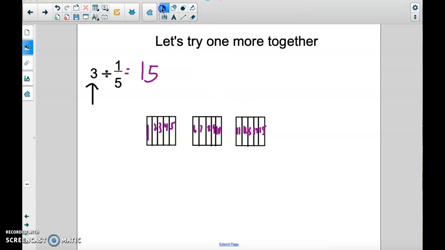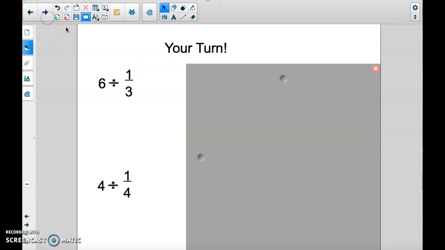Okay. So now go ahead and try both of these. 6 divided by 1/3 and 4 divided by 1/4. So go ahead, pause the video, solve it, show your work, and when you're ready, hit play.